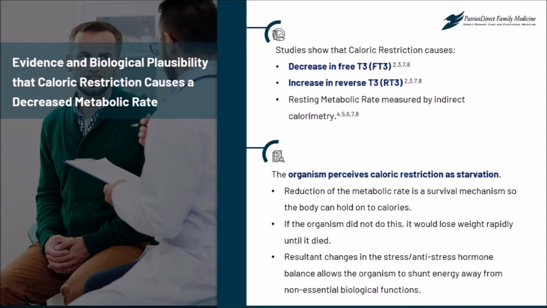It was likely highly beneficial in the long term for an organism to decrease the metabolic rate during periods of starvation because it allows the organism to hold on to calories, or in other words, use stored calories more slowly. Early humans who were better at this would likely live longer during periods of starvation. A decrease in the metabolic rate also causes changes in the stress-anti-stress hormone balance, which allows the organism to shunt energy away from things that are non-essential to spare essential biological functions.